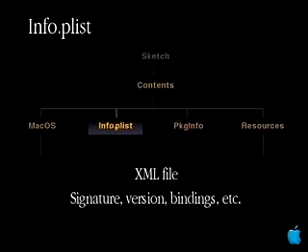Sometimes it's also called info-macos.plist. The reason for that is because you can have either a generic version or a version that's specific to macOS 10 or a version that's specific to another runtime environment. But it's basically always the same file. It's an XML file that contains a lot of information about your application.